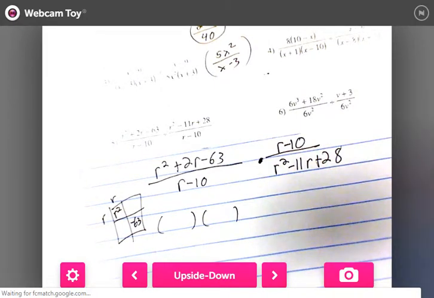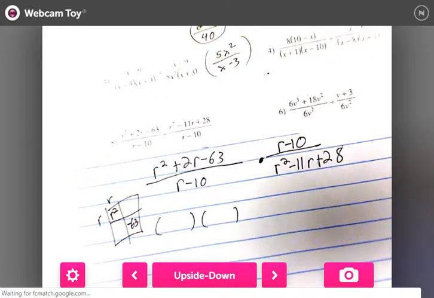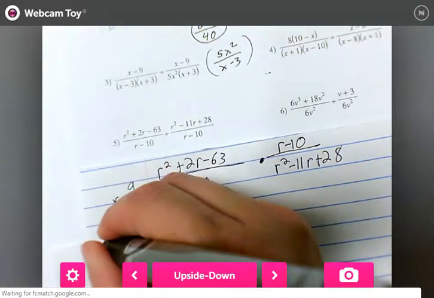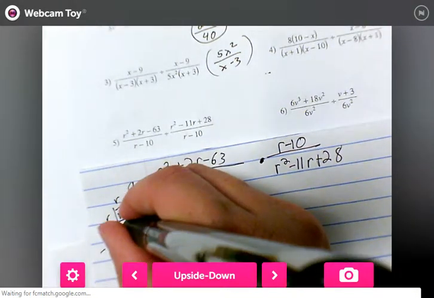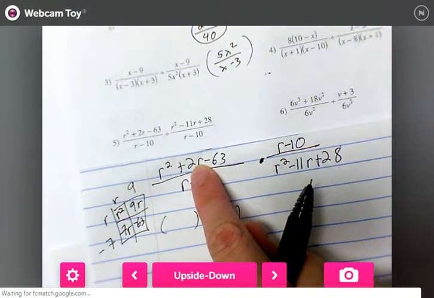Two things that multiply to give me 63 are 9 and 7. And we're going to make 7 negative so that when I go negative 7r plus 9r, I know I get a positive 2r. Yes, Jalen?